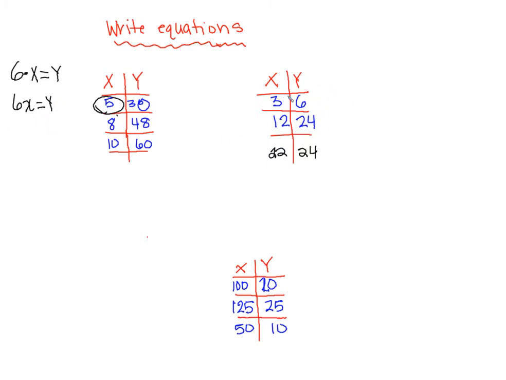Let's take a look at this one. What happens to 3 to get you 6? What happens to 12 to get you 24? We always start with x equals y, and it is timesing by 2.